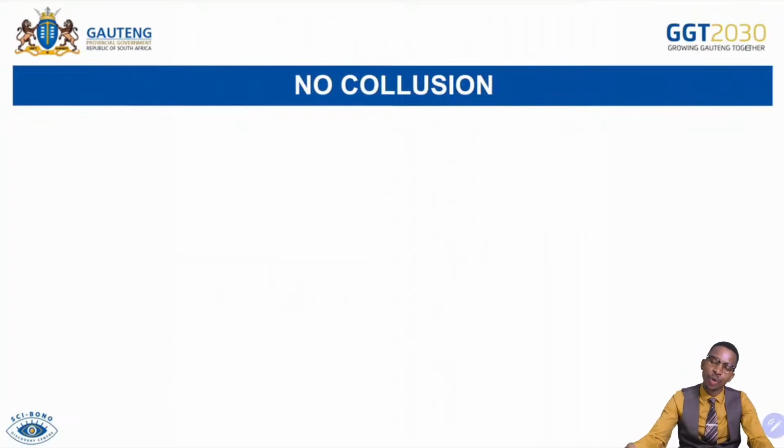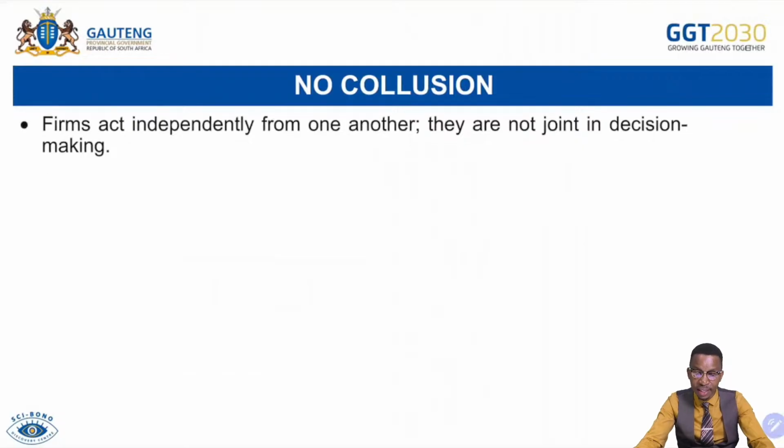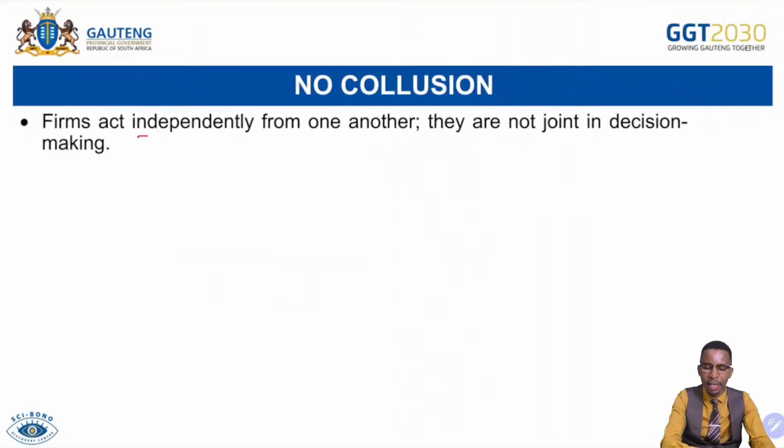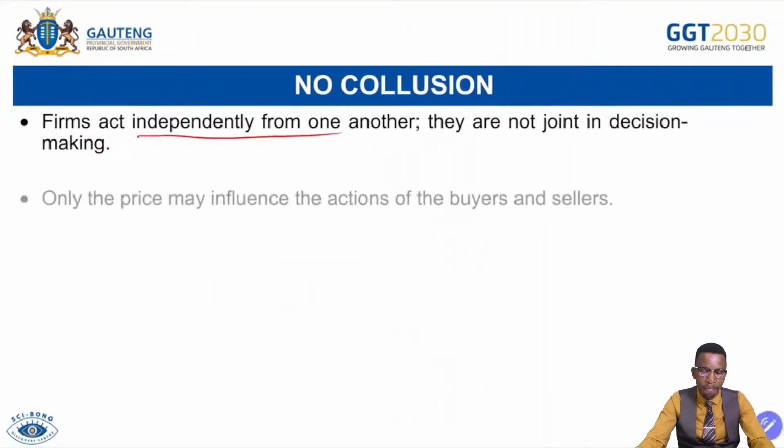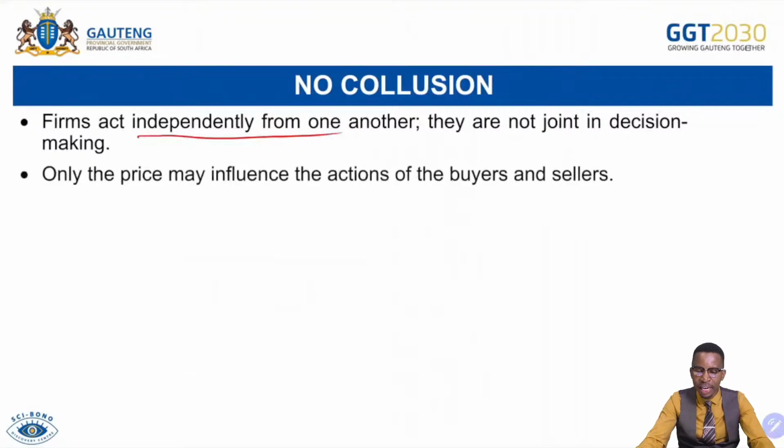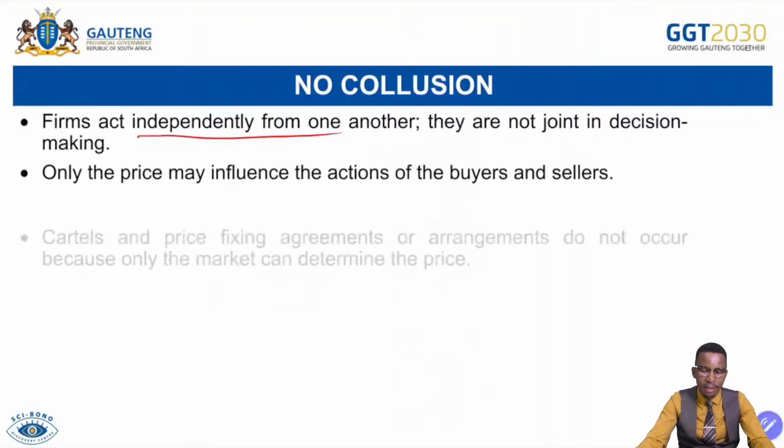But under explicit collusion, that's when firms meet in cartels to discuss price fixing and production techniques and agree on the price to be charged. Collusion does not exist in this kind of market structure. It is only possible under oligopoly, even though it's illegal. Firms act independently from one another. They are not joined in decision making as in oligopoly. Only the price may influence the exchange of the buyers and sellers.